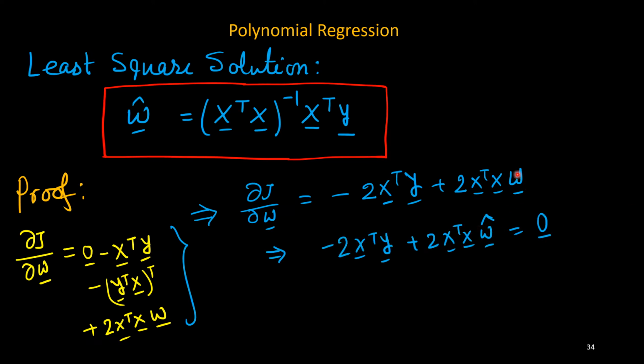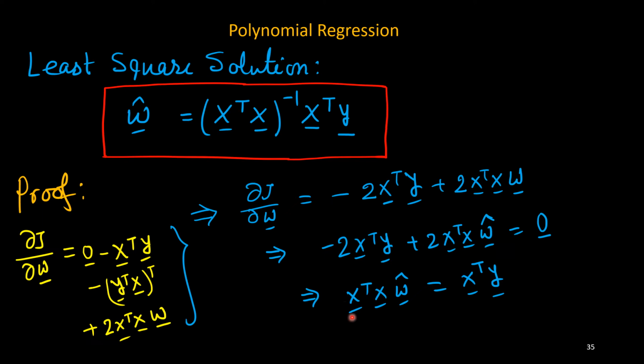So when we replace w with w hat, it should produce the null vector. Now we can solve these equations. So 2 we can remove, and we can consider x transpose x times the w hat vector is equal to simply x transpose y.